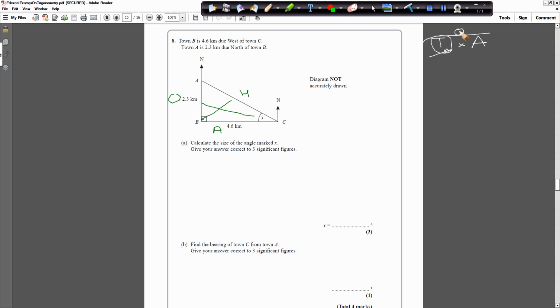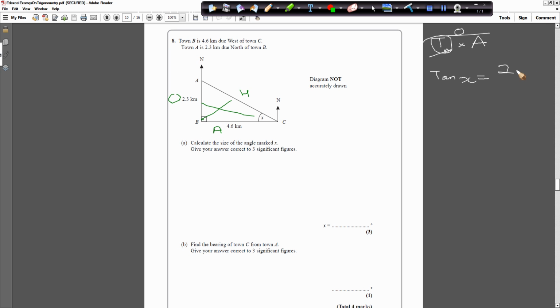So tan of the angle is O over A. So we say tan of my angle. What angle are we trying to work out? We're trying to work out angle x. So tan of x is equal to the opposite. What is the opposite? 2.3.